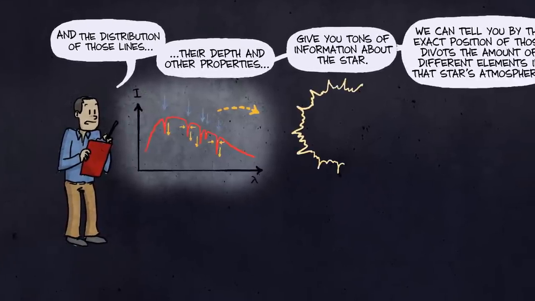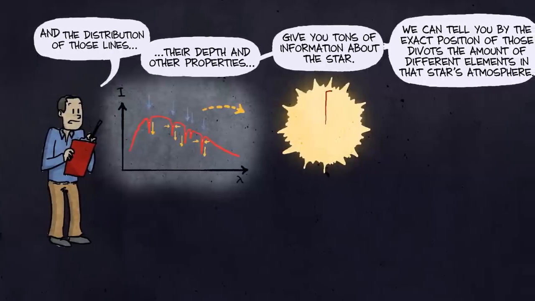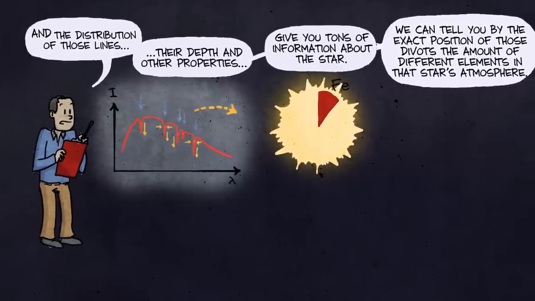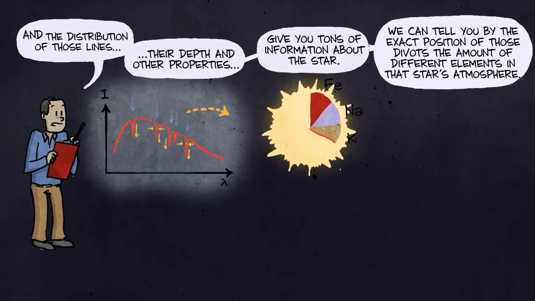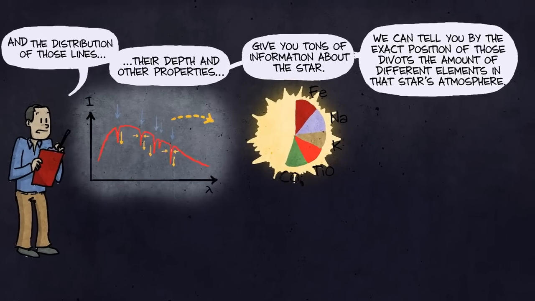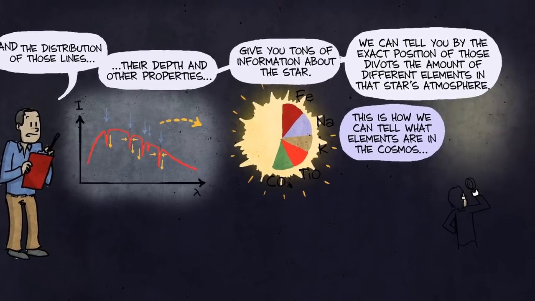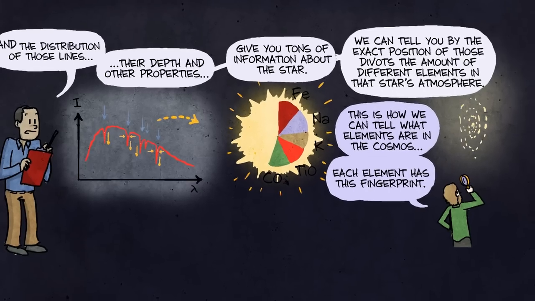By a detailed study of the exact positions of those little divots, we could tell you the amount of iron, the amount of sodium, the amount of potassium, and in some stars, the amount of titanium oxide or carbon monoxide that's in the star's atmosphere. This is how we can tell what elements are in the cosmos, because each element has its little electronic fingerprint.